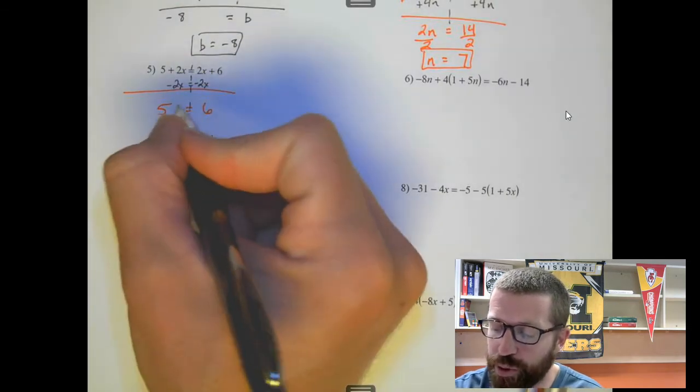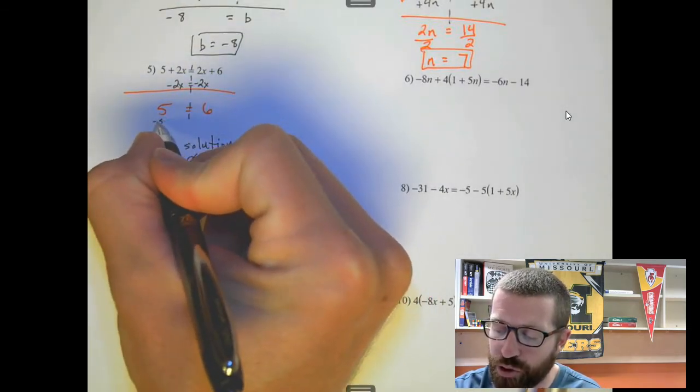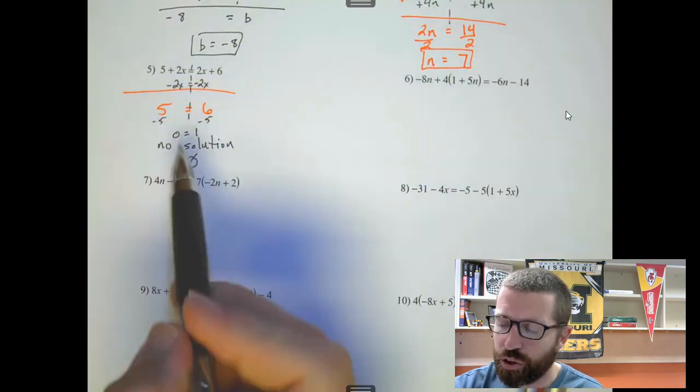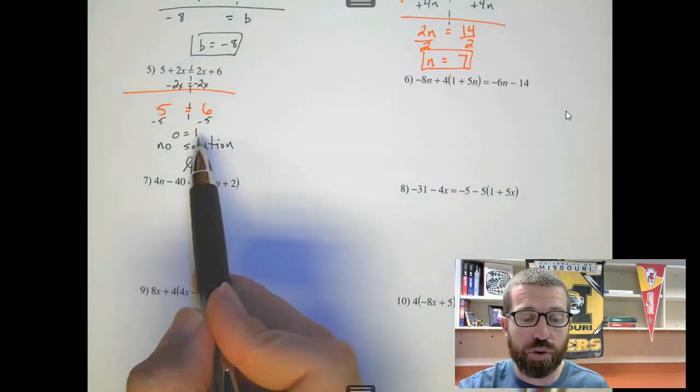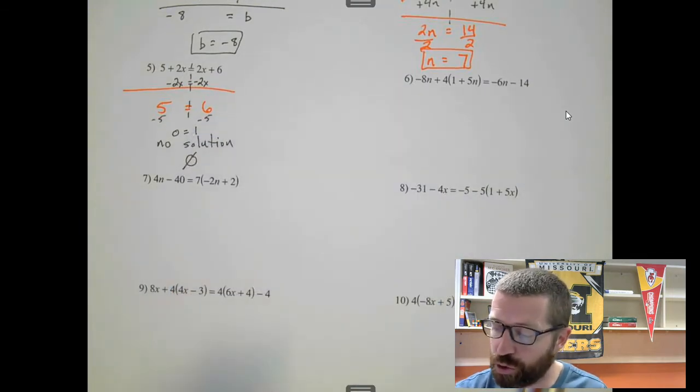The other thing some people will do is they continue to work. So you could subtract 5 from both sides if you want to, and get 0 is equal to 1. So if you get 0 is equal to a number, that's not true, or 0 is not equal to 1, so it's false. It's no solution.